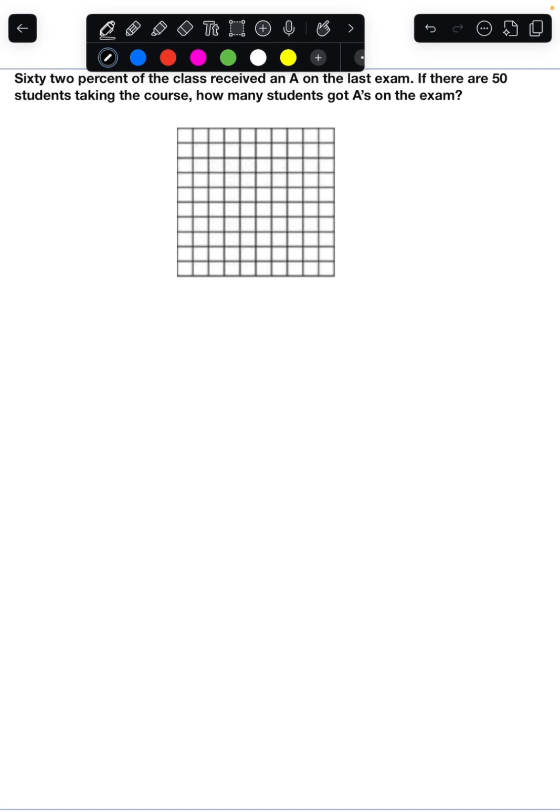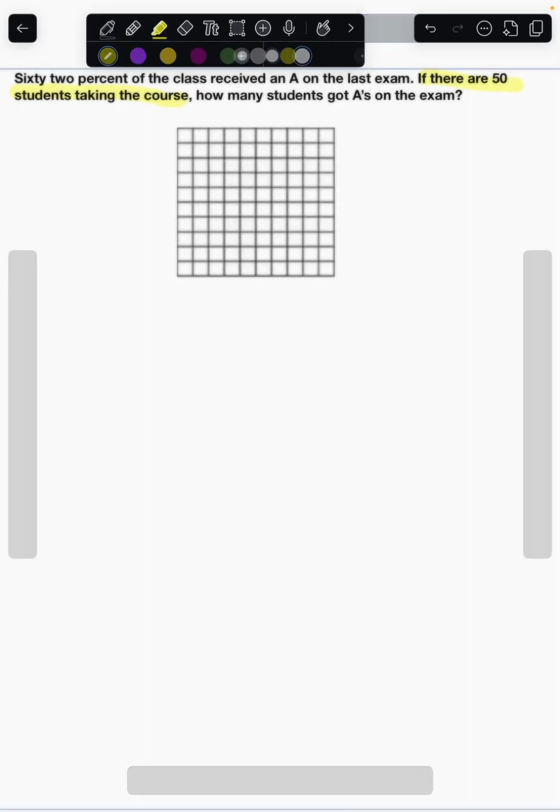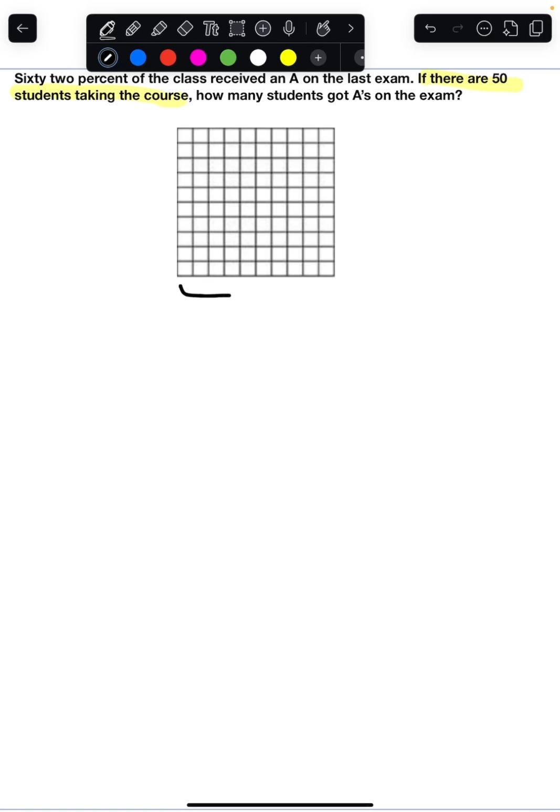So, we are going to be using percentage squares when working with these problems so we can visually see what each percentage represents. So, that's what this is. Before we even worry about percentage, we need to know, what does this represent? Well, as we can see labeled right here, there are 50 students taking the course. So, this box will represent our 50 students.